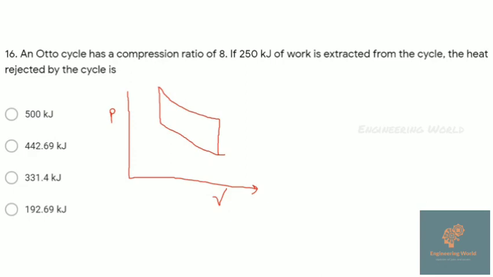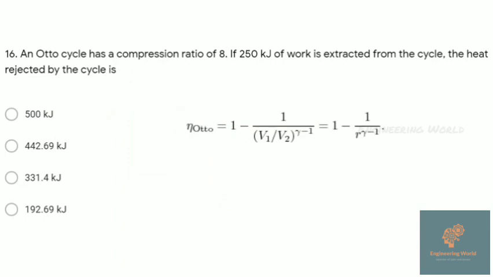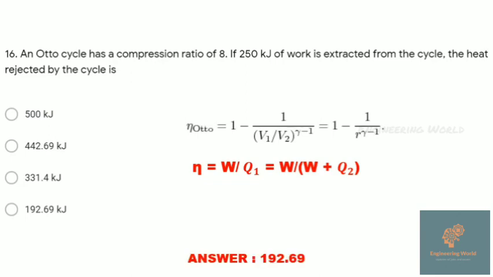Compression ratio is given, so we know that the efficiency of the Otto cycle is given by 1 minus 1 divided by Rk raised to gamma minus 1, where Rk is the compression ratio. Also, efficiency is W, work done, divided by heat supplied, but heat supplied is the sum of heat rejected plus work. So putting in the values we get Q2 equal to 192.69. Then the next question.